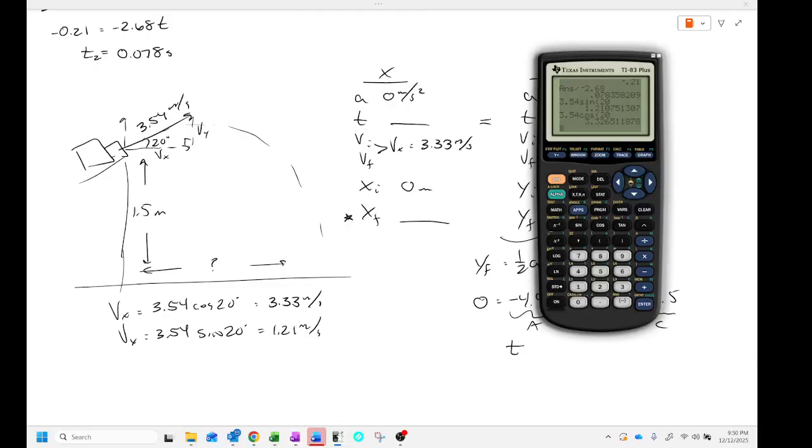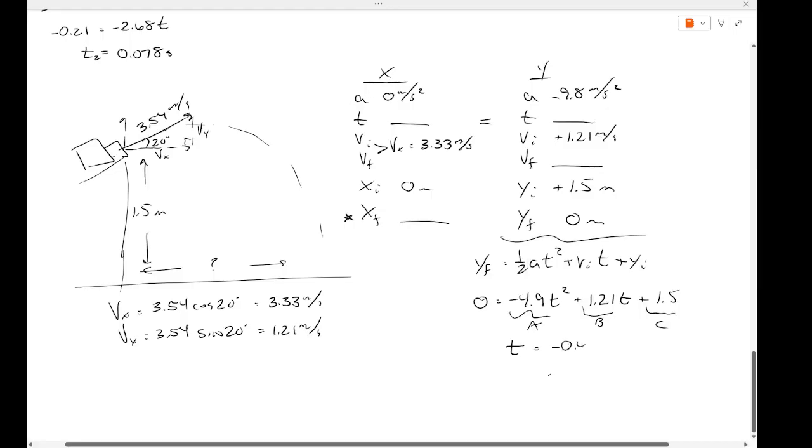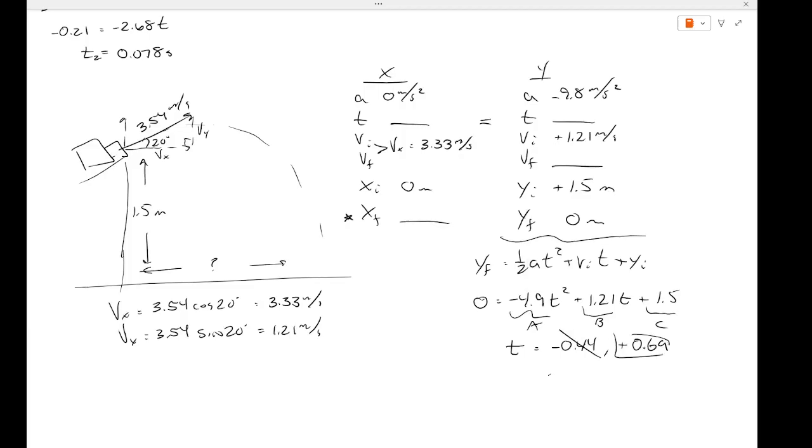Program quad. Make sure you have this in your calculator. Negative 4.9, 1.21, and positive 1.5. And I get 2 times. One's going to be negative, one's positive. We got negative 0.44 and positive 0.69. Well, the negative time was before the launch happened. That didn't occur. So that becomes our time of 0.69 seconds, which is my x time.